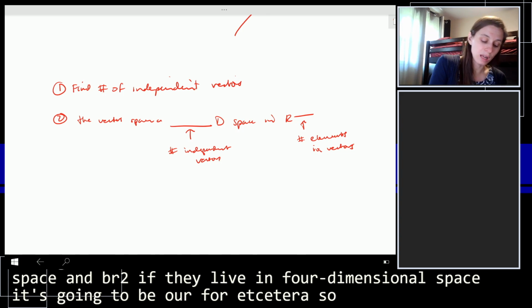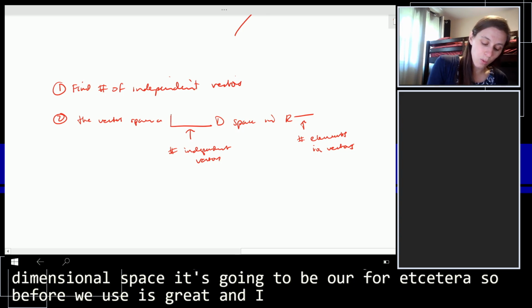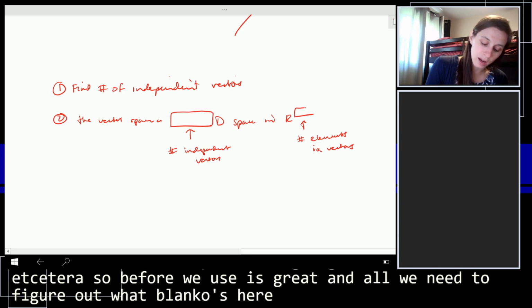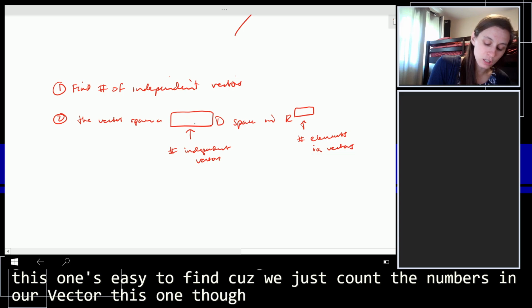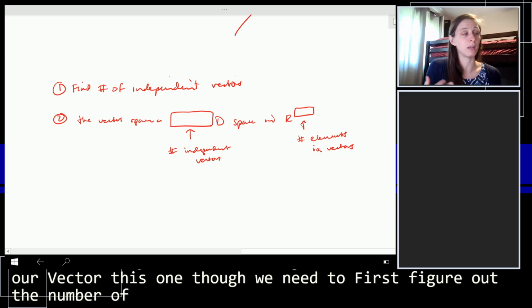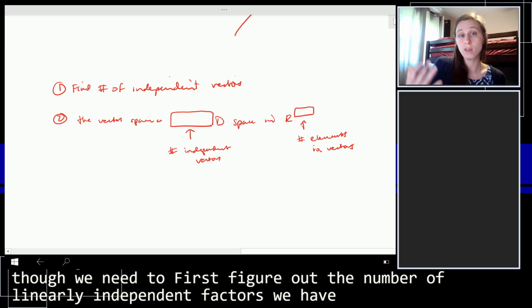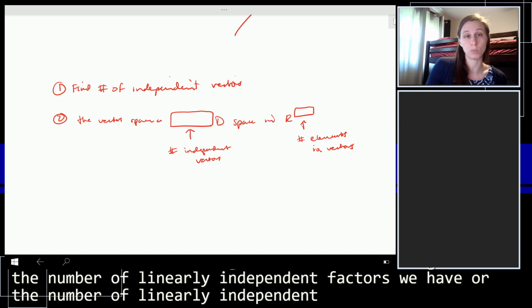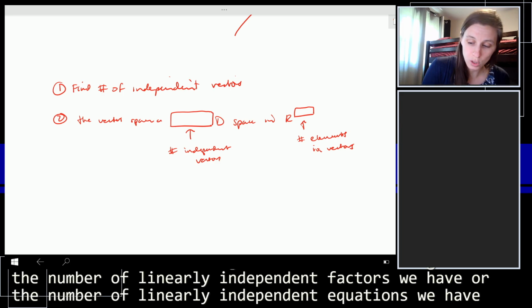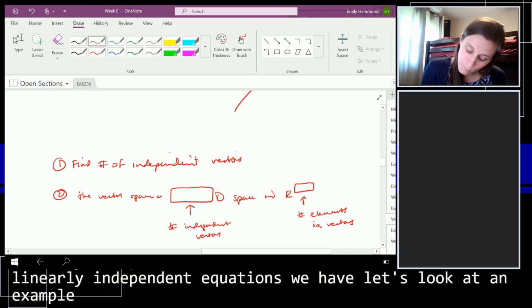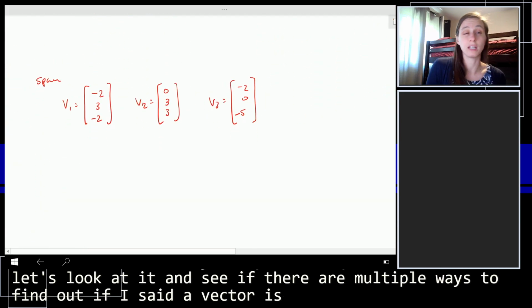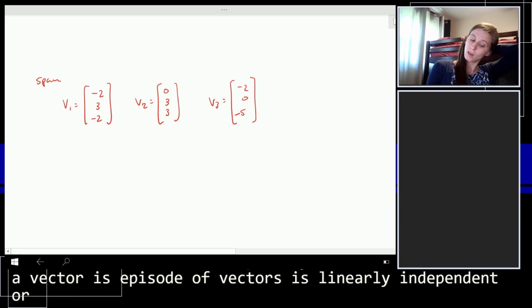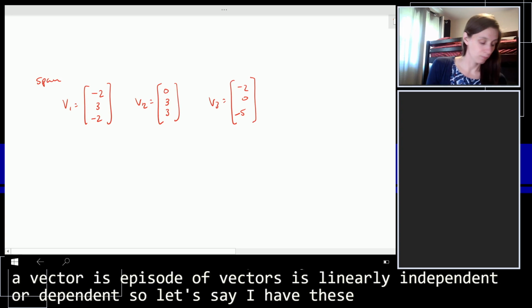Before we use this equation, though, we need to figure out what blank goes here. This one's easy to find because we just count the numbers in our vector. This one, though, we need to first figure out the number of linearly independent vectors we have, or the number of linearly independent equations we have. So let's look at an example. There are multiple ways to find out if a set of vectors is linearly independent or dependent. So let's say I have these three vectors.